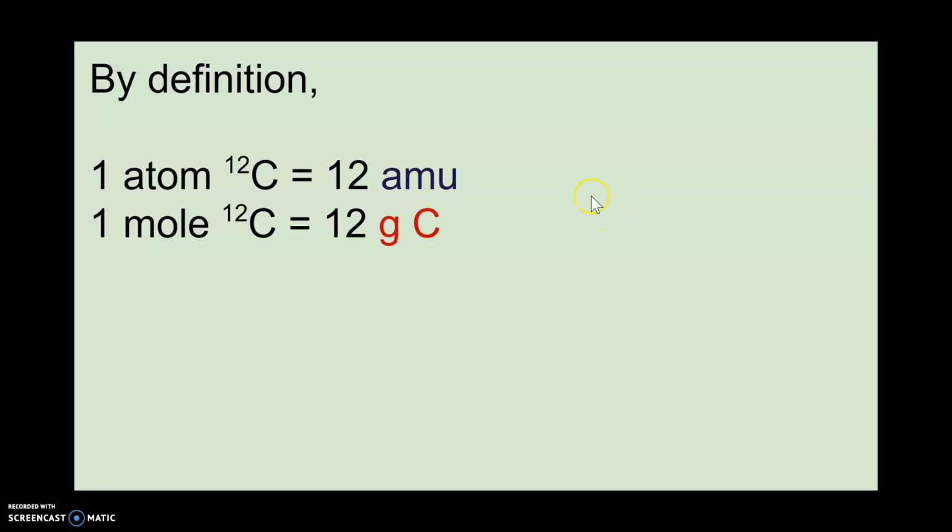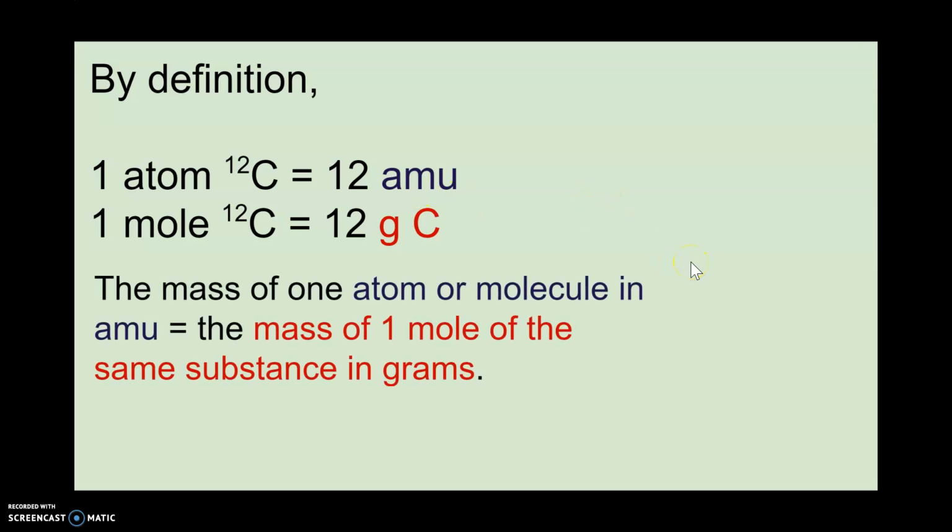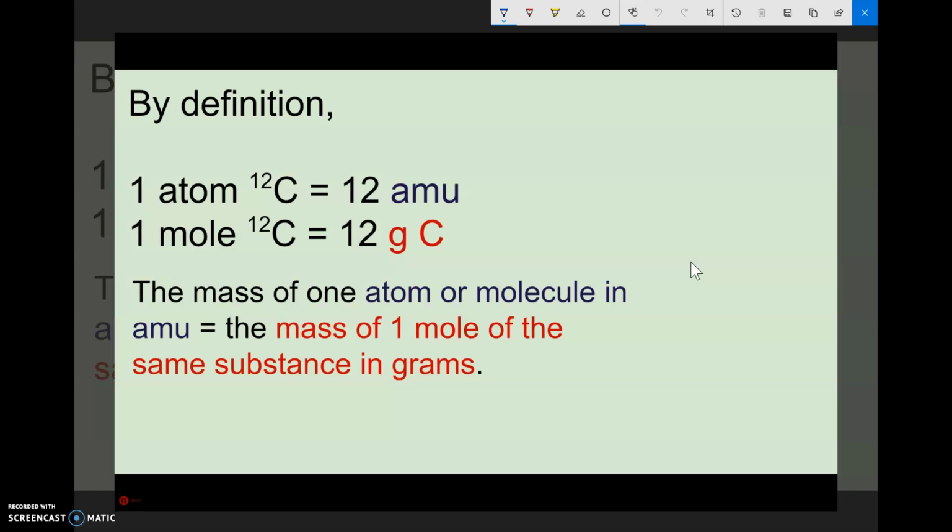Okay, so by definition, 1 atom of carbon-12 is equal to 12 AMU. AMU stands for atomic mass unit. So we can also say that 1 mole of carbon-12 atoms is equal to 12 grams of carbon. Okay, here's what the difference is. The mass of 1 atom or molecule in AMU, atomic mass unit, is equal to the mass of 1 mole of the same substance. So when we're dealing with moles, we're talking about grams.